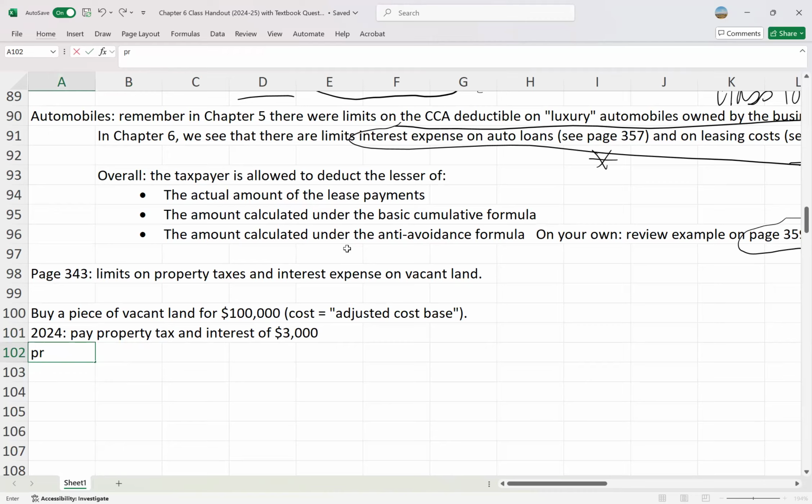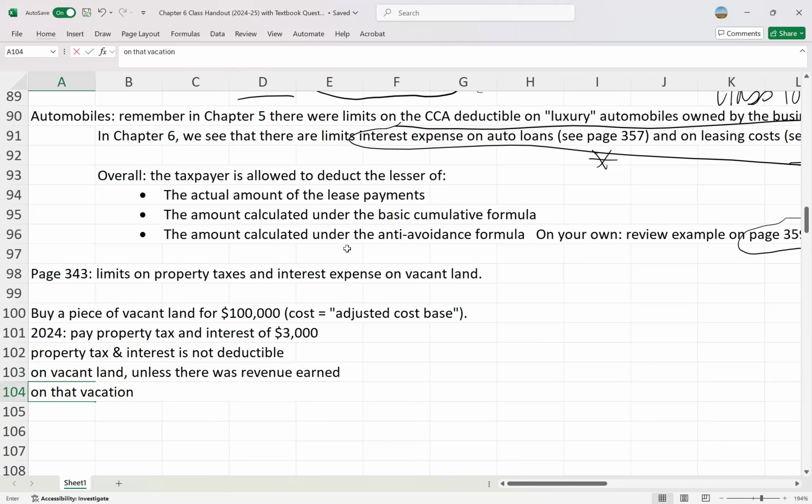The rule says that because the land is vacant, the property tax and interest is not deductible on vacant land unless there was revenue earned on that vacant land. So let's say the land remained vacant. There was no revenue earned on the vacant land. So that 3,000 is not deductible for tax purposes. But they don't lose the 3,000.